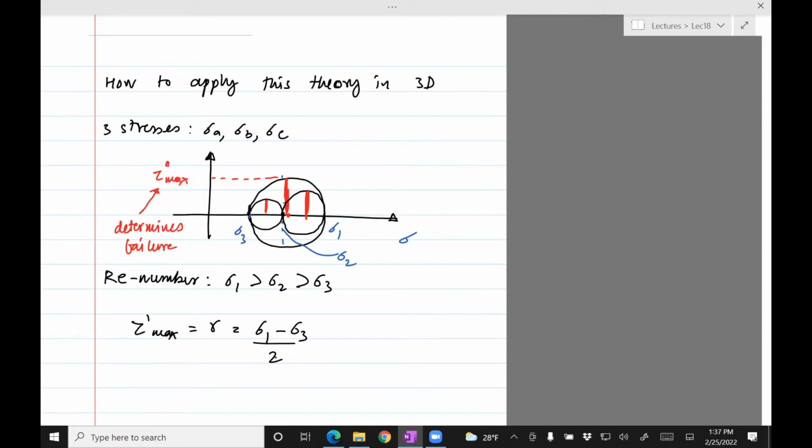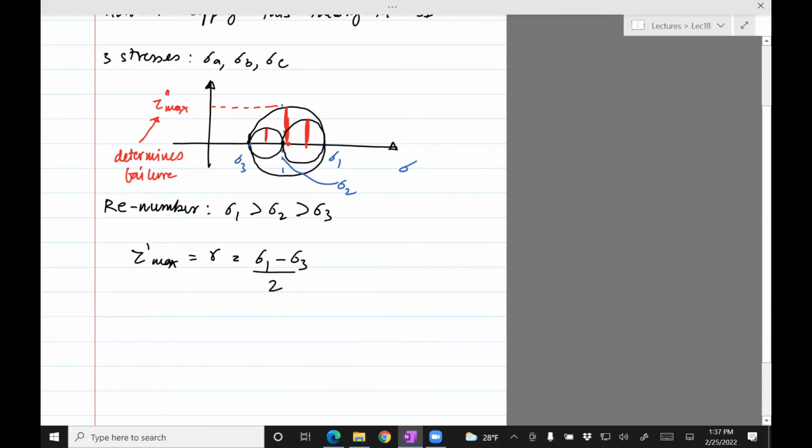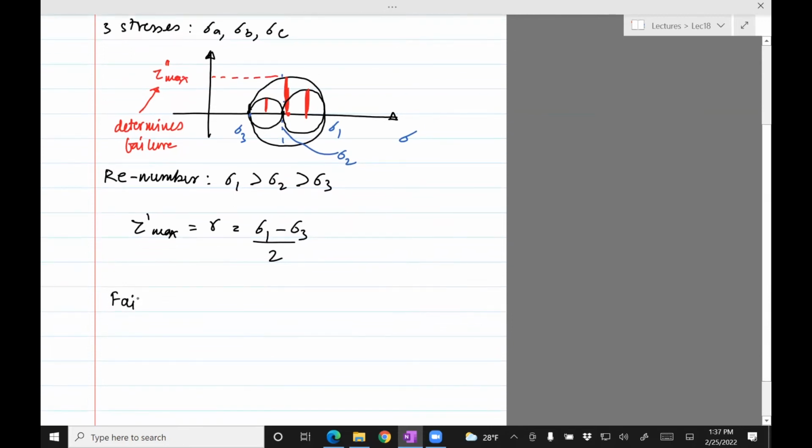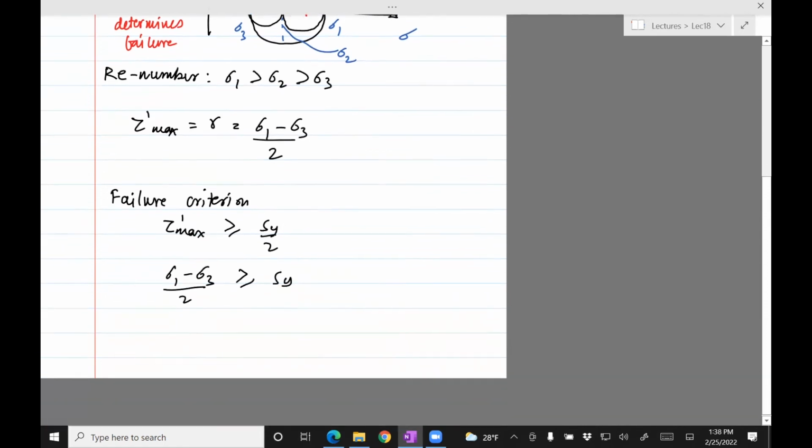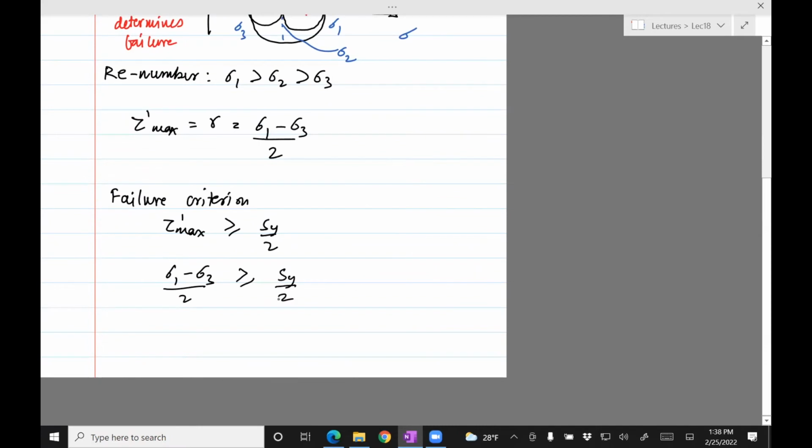So that's how you'll get sigma prime. Sy comes from your uniaxial test. So the failure criterion is as follows: tau max prime is greater than Sy divided by 2, or (sigma 1 minus sigma 3) divided by 2 is greater than Sy divided by 2. Some people like to keep it that way, or simplify it to sigma 1 minus sigma 3 is greater than Sy. So if you know the maximum and minimum principal stress, and you know the yield strength, this is basically a formula which determines failure. Okay, that's how you do it in 3D.